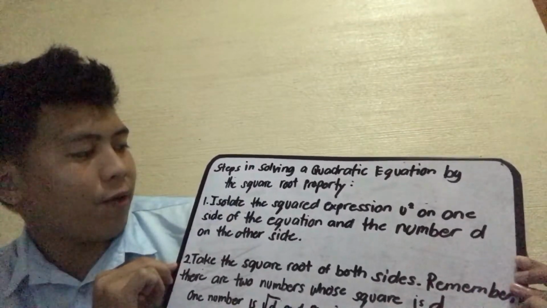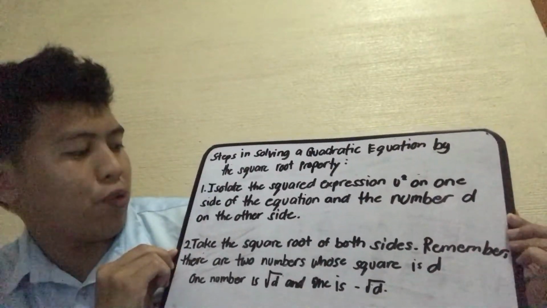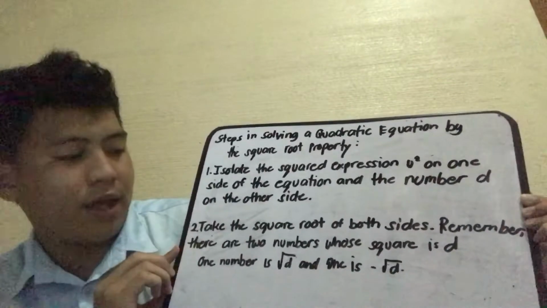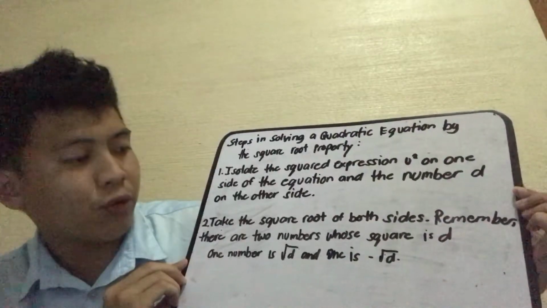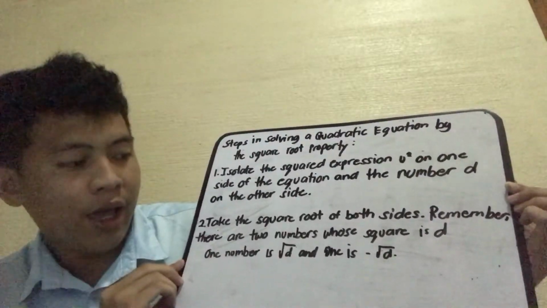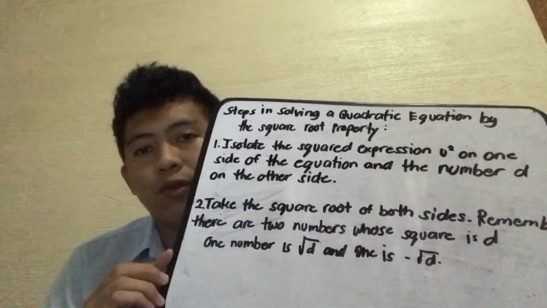So guys, our next topic is all about quadratic equation in one variable by the square root property. So here are the steps before we proceed to the example. First step, isolate the squared expression u squared on one side of the equation and the number d on the other side. And next step, take the square root of both sides. Remember, there are two numbers whose square is d. One number is positive square root of d and one is negative square root of d. So let's proceed to the example.